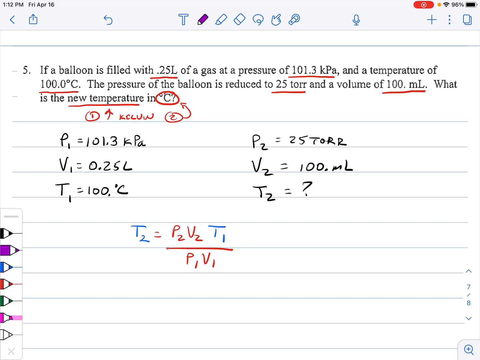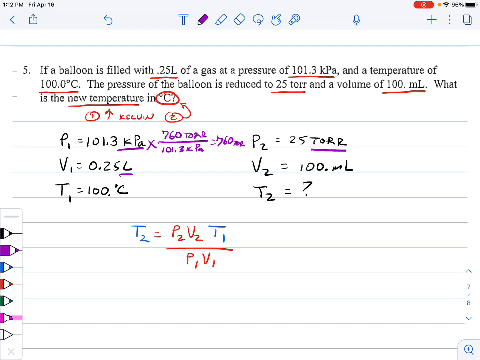There's lots to make sure that we cover and convert. Kilopascals and torr, not the same thing. Got to change it. Similar to problem number 5 on page 3, this is an easy conversion. That's 760 torr is 101.3 kilopascals. So this is 760 torr.